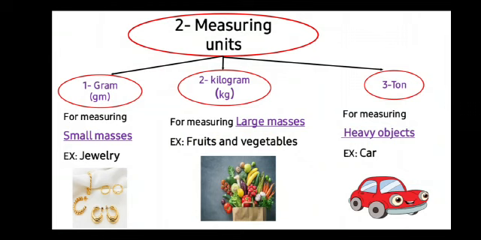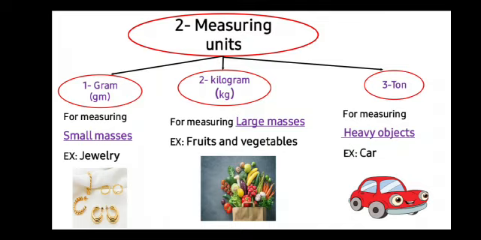The bigger unit to measure mass is the kilogram, suitable for measuring fruits and vegetables. And the largest one is the ton, to measure very heavy masses, suitable for very heavy objects like the car. So gram is for small masses like jewelry, kilogram for large masses like fruits and vegetables, and ton for very heavy masses like the car.